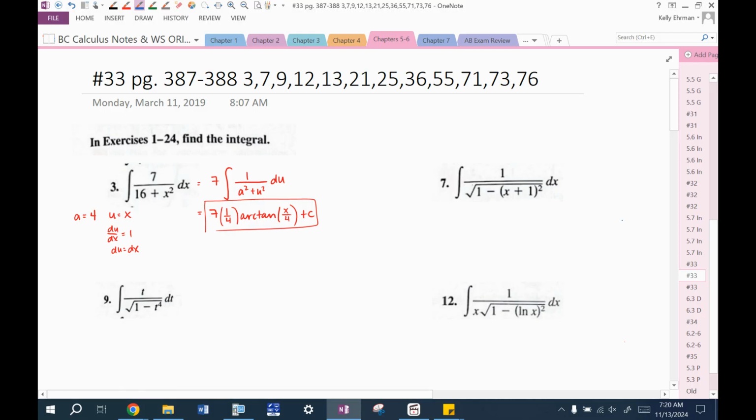For the next one, it's the square root of a difference of squares where the constant is first. So that's arcsine. So a is equal to the square root of 1. u is equal to the square root of x plus 1 squared. du dx would still be 1. So when we rewrite this integral, there's a 1 on top. This is the square root of a squared minus u squared, and dx is just equal to du. This does not have a 1 over a in front, so this is just arcsine of u over a, so x plus 1 over 1 plus c.